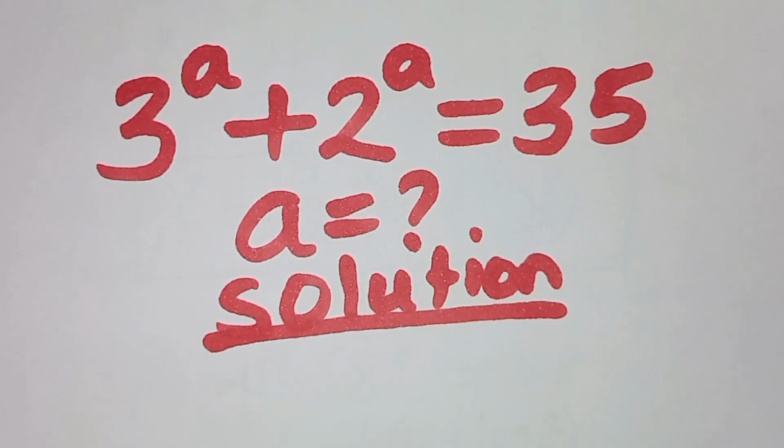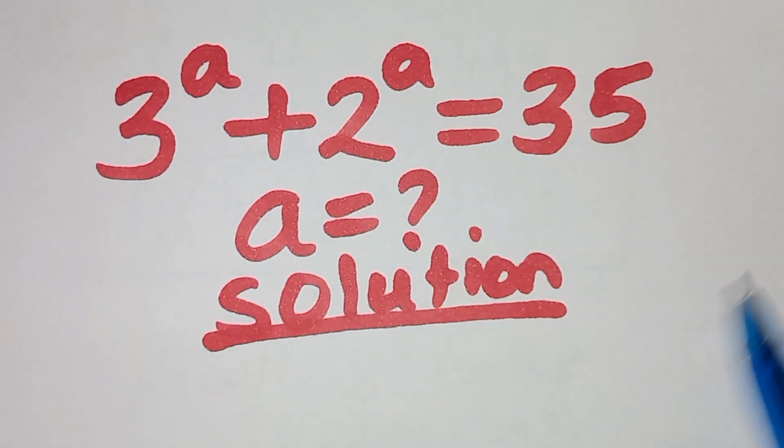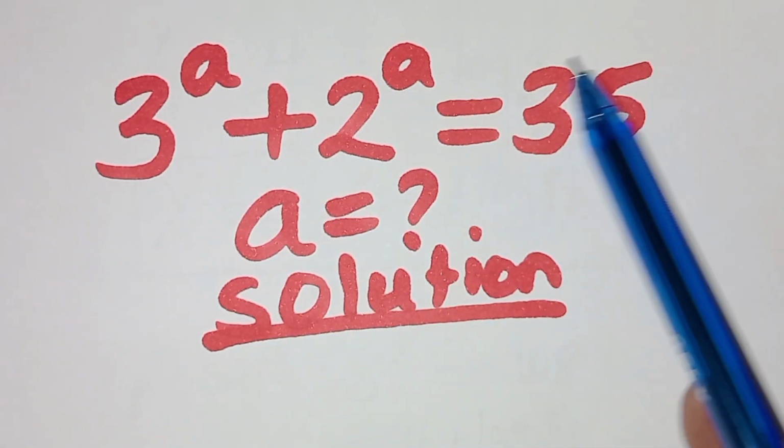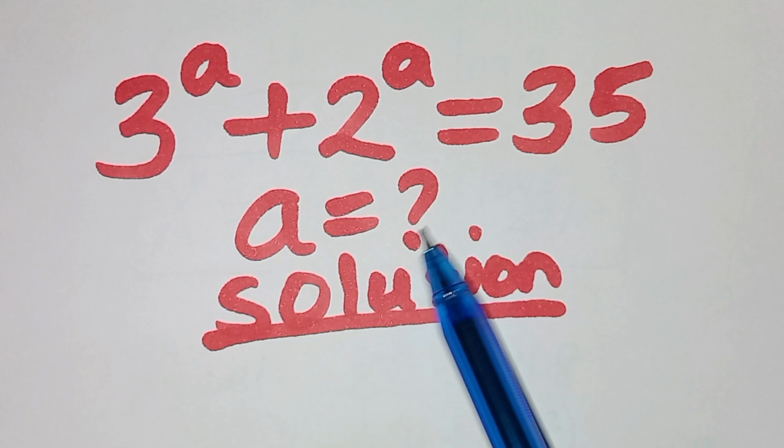Hello everyone, you're welcome to solve this nice algebra problem, which is 3 to power a plus 2 to power a. This is equal to 35. So what is the value of a?